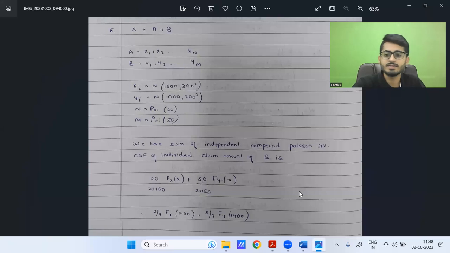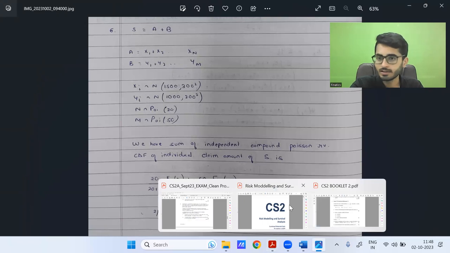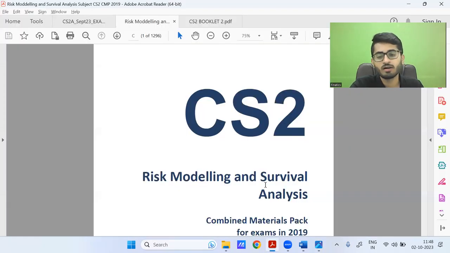The CDF of the individual claim amount of S is this. If you remember, it is lambda_i divided by capital Lambda, where capital Lambda is the summation of all the lambdas, times the CDF of the individual claim amount, and then for the second one, one is X, one is Y. I'll show it through the material as well, because some of you will say, no sir, it's not there in the material. Right now I have the 2019 version; any version 20, 21, 22, 23, 24 will be coming. I don't think anyone would have had 24 at the time of preparation. So over here, I'll show you where you can find this in the material.